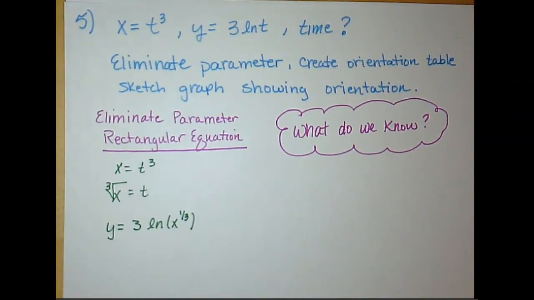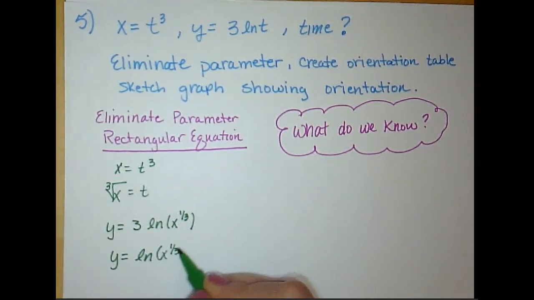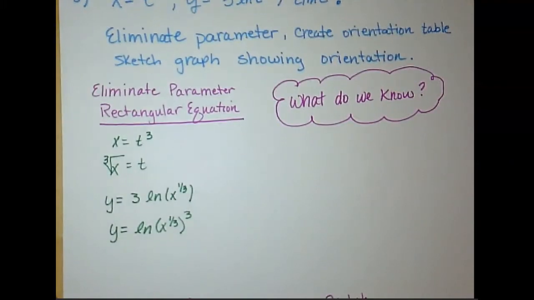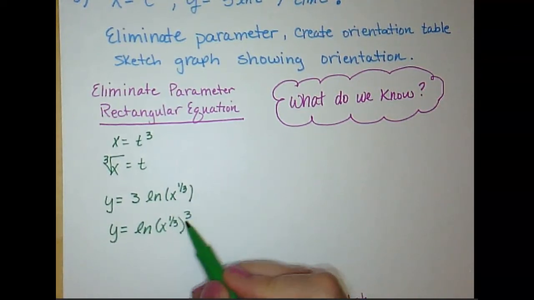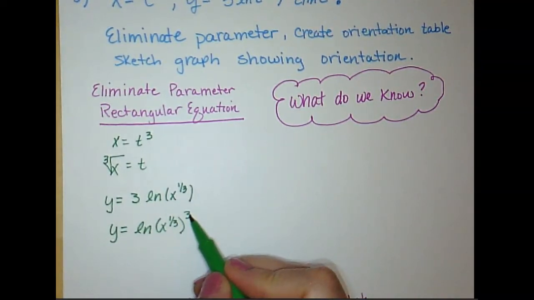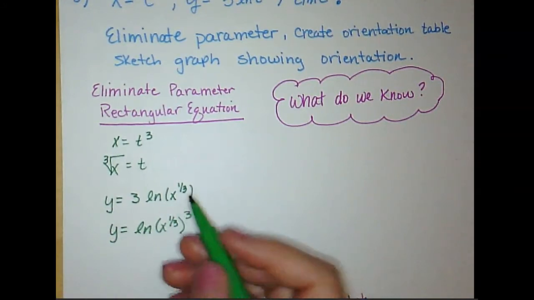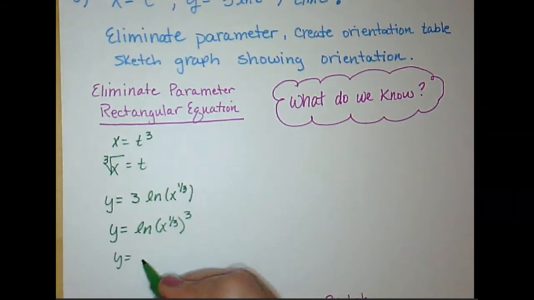Now what do we know about the 3 that's in front of the log according to our log rules? It needs to be bumped back up to where it belongs, which was right there. And I know that anytime I raise a power to a power, I can multiply. So 1/3 times 3 is just 1, which gives me y equals natural log of x. And that's my rectangular equation.